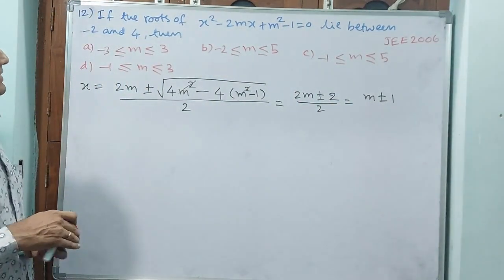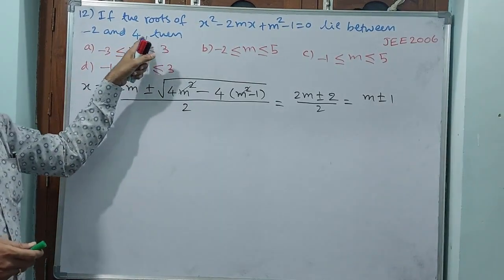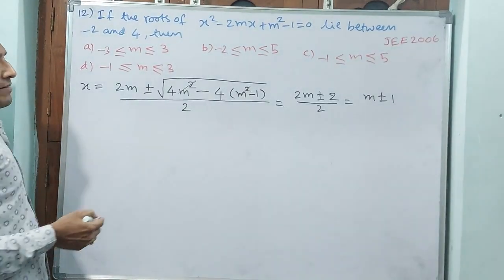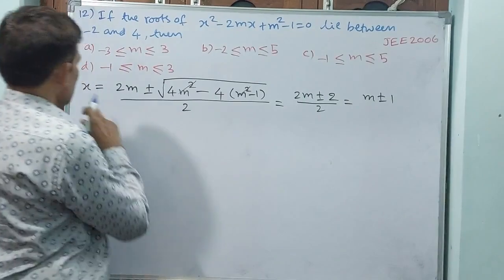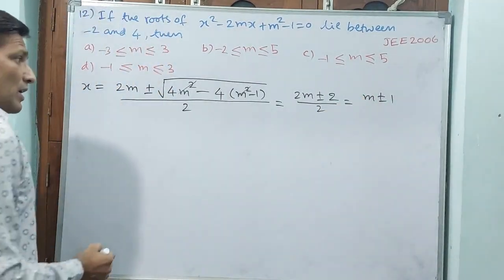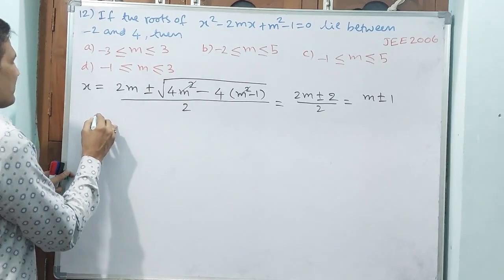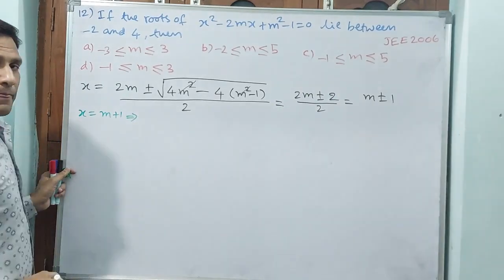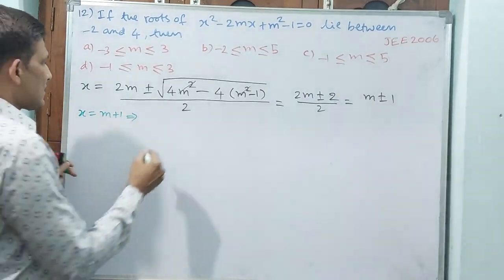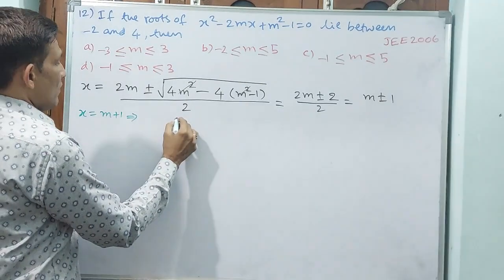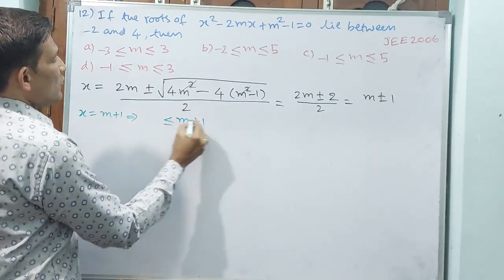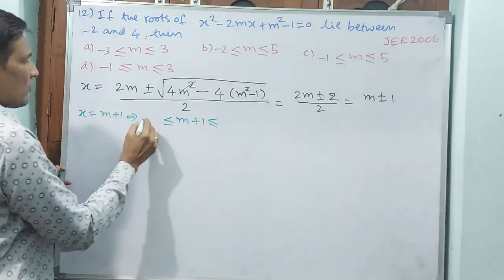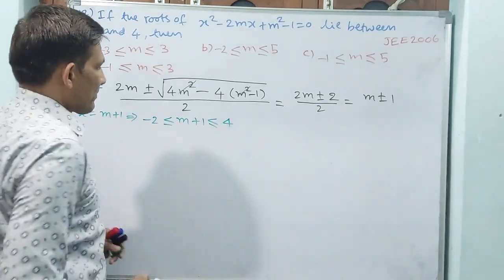See how I am finding this. X value they have given between minus 2 and 4. See, observe carefully how inequality I am writing. Why? Because how to take x value, m plus 1 and m minus 1 both. Let m plus 1 I will take. You see what I am writing. X is equal to m plus 1 implies, see what I am writing. X is equal to m plus 1 means what? M plus 1 value should be between minus 2 and 4. Why? Because see this is x. X value should be between minus 2 and 4.